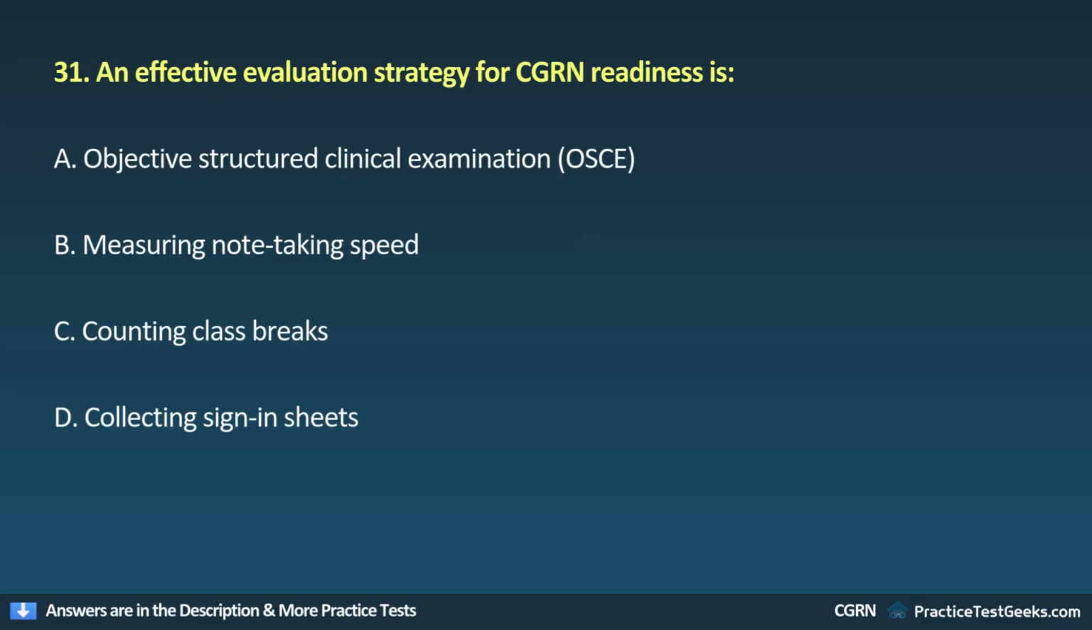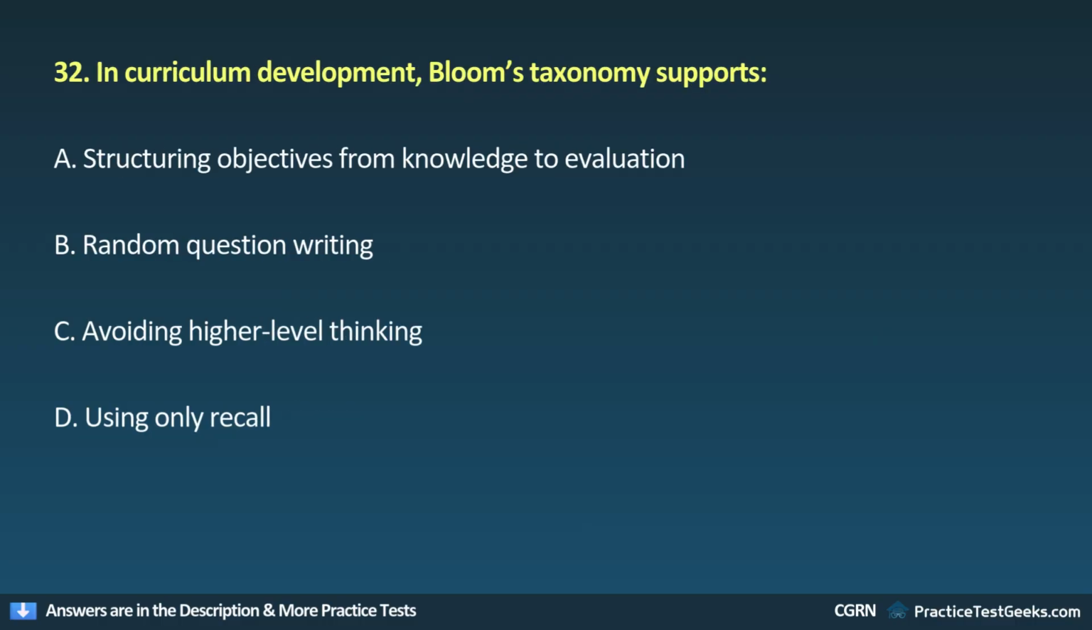31. An effective evaluation strategy for CGRN readiness is A. Objective Structured Clinical Examination, OSCE. B. Measuring note-taking speed. C. Counting class breaks. D. Collecting sign-in sheets.